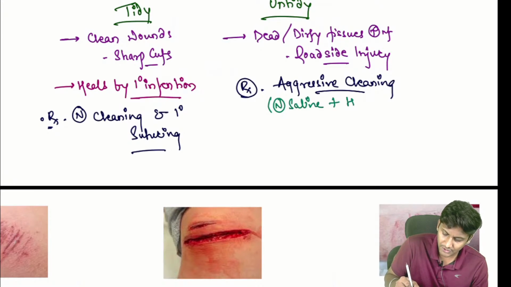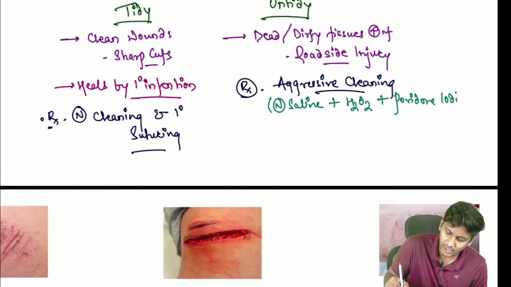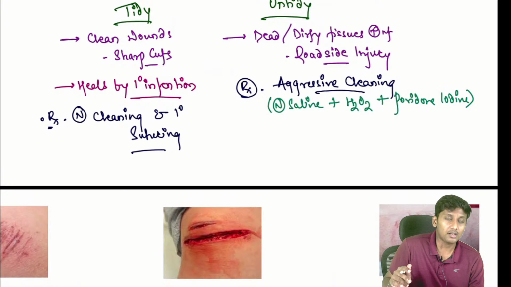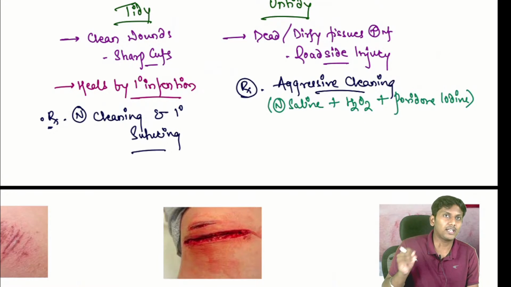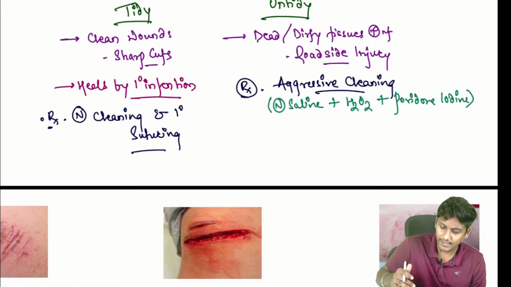Plus we have to use H2O2. What is H2O2? Hydrogen peroxide. Plus we have to use povidone iodine. What is povidone iodine? I hope all of you are quite aware. Betadine, the brown colored one. So definitely normal saline, H2O2 and povidone iodine should be used for aggressive and thorough cleaning of the untidy wounds. That has to be remembered.